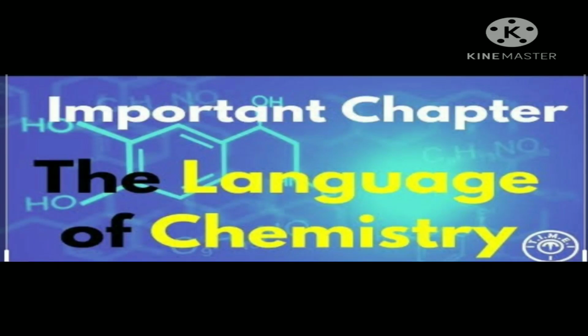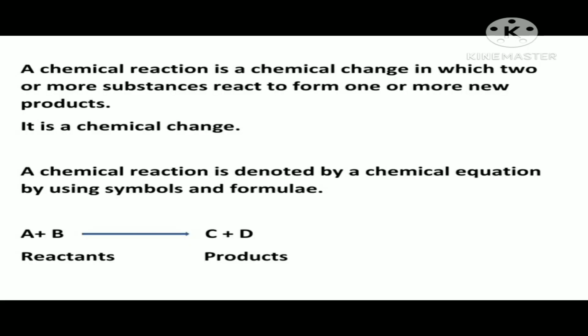Today, we will be discussing a very important chapter, Language of Chemistry. In this chapter, we will be discussing chemical reactions. So, what is a chemical reaction? We have already studied chemical change. In a chemical change, a new substance is formed. So, a chemical change is also known as a chemical reaction.